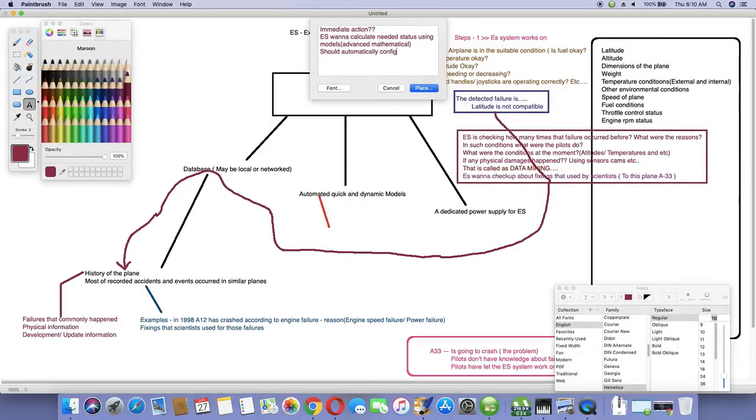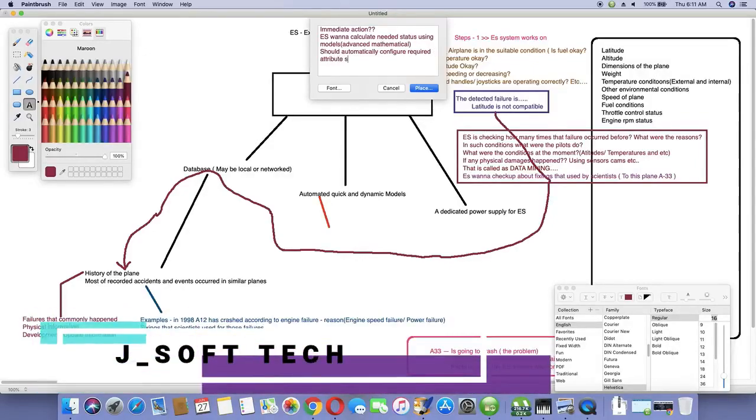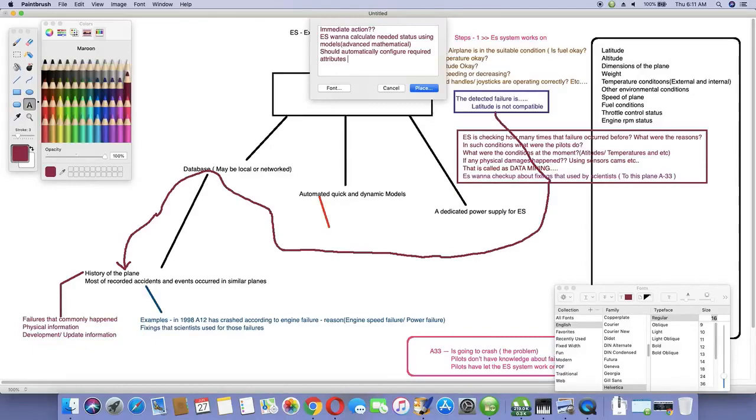configure required attributes. Okay, attributes we can use, required attributes to prevent the crash.